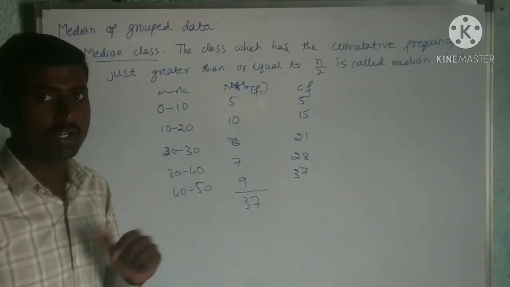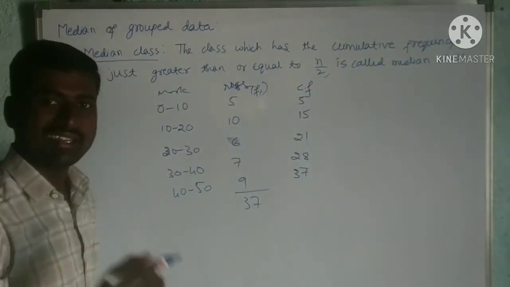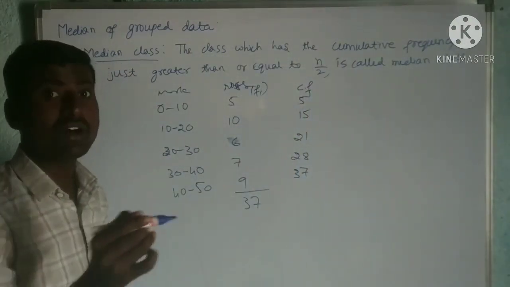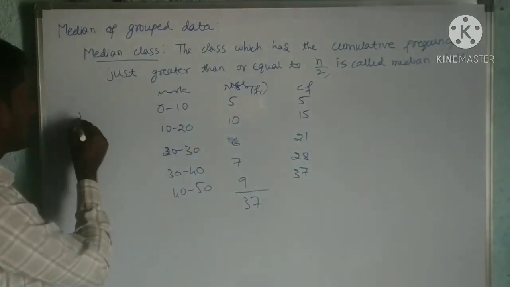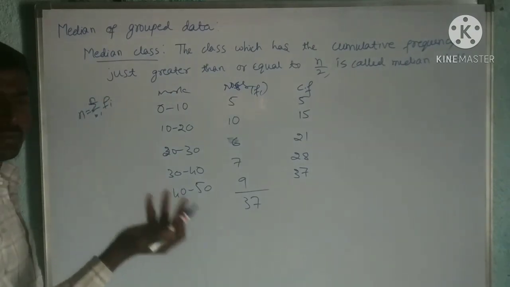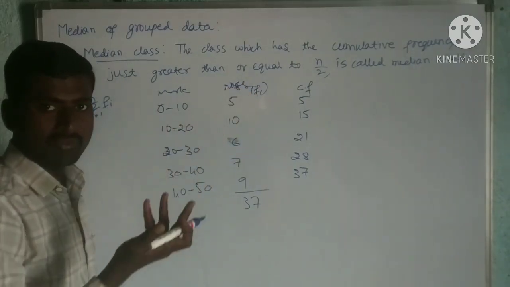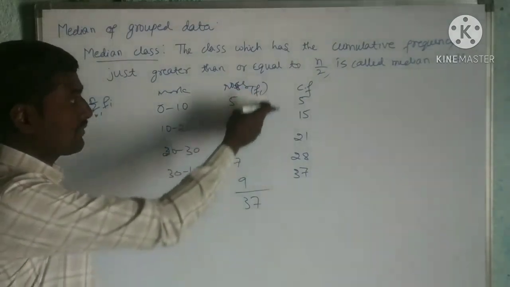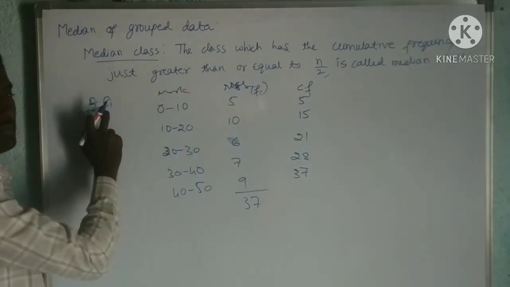The class should have cumulative frequency just greater than or equal to n by 2. Here, n is the number of observations, so n is the sum of fi. How many students are there? 37 students are there. N is the number of observations, you are observing the students. 37 students are there, therefore n is equal to the sum of fi.